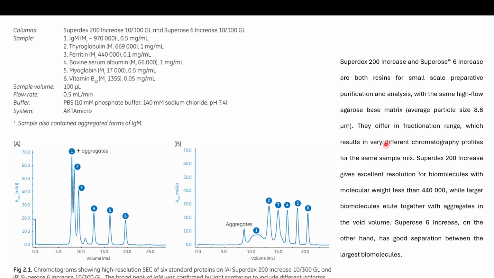Okay. So even after having the same dimensions, they differ in their fractionation range, which results in very different chromatographic profiles for the same sample that is loaded here. So this is a very different chromatogram as compared to this, even though the samples are the same. Both these represent the same molecules, the same proteins that are eluted out of these two resins. It's the same set of molecules, same set of proteins.